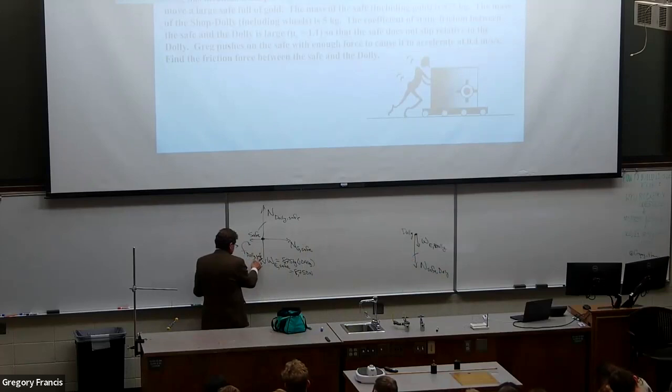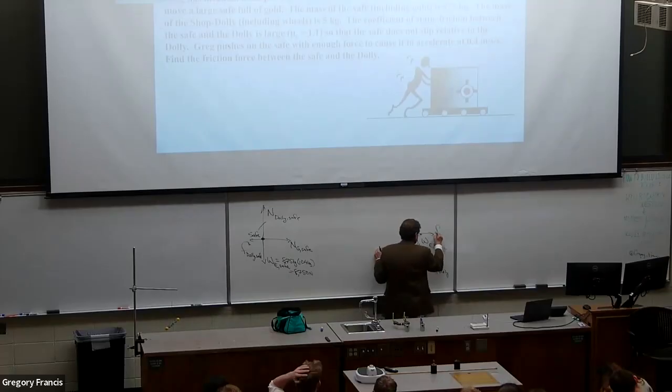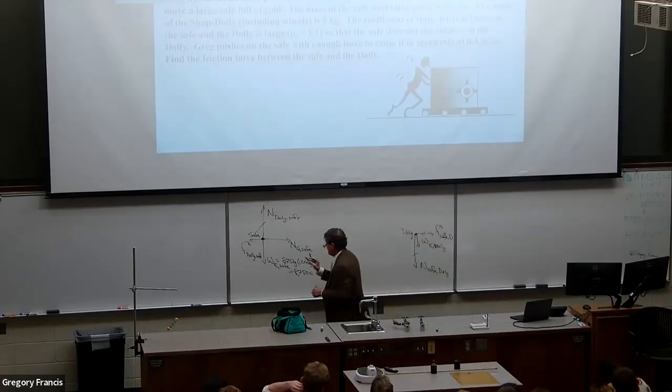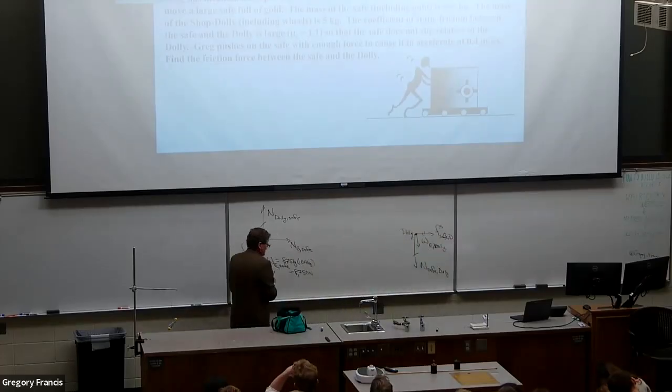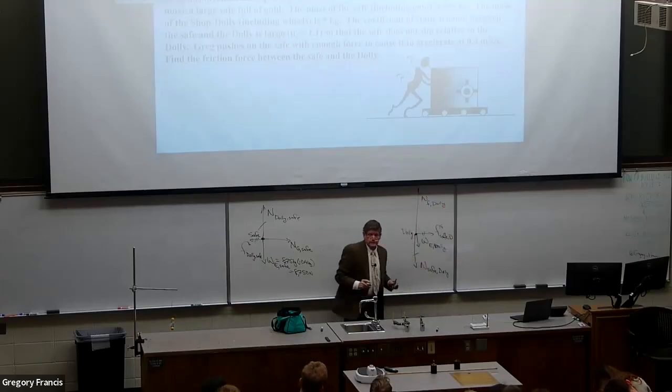And if the dolly is pushing back on the safe with a static friction force, then the safe is pushing forward on the dolly. I put 2 tick marks here. And finally, the floor is pushing with a normal force, but no friction because of those wheels.